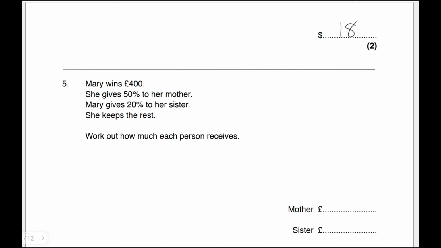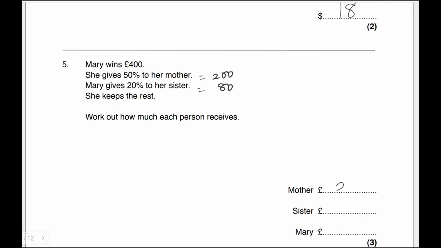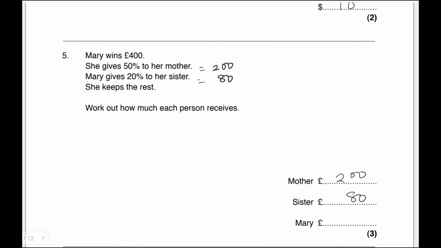Mary wins £400. She gives 50% to her mother. So 50% of 400 is half of 400, and that will be equal to 200. Mary gives 20% of 400 to her sister. So 20% of 400 is going to be 80, and she keeps the rest. So her mother receives 200, her sister receives 80. So if Mary keeps the rest, 280 taken away from 400, she'll be left with 120.